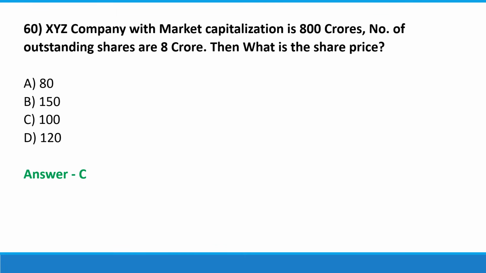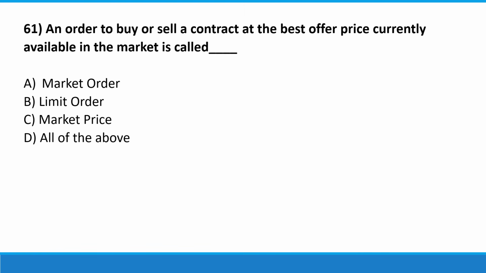Share price is 100. An order to buy or sell a contract at the best offer price currently available in the market is called option A, market order, option B, limit order, option C, market price, and option D, all of the above. The correct answer is option A, market order.